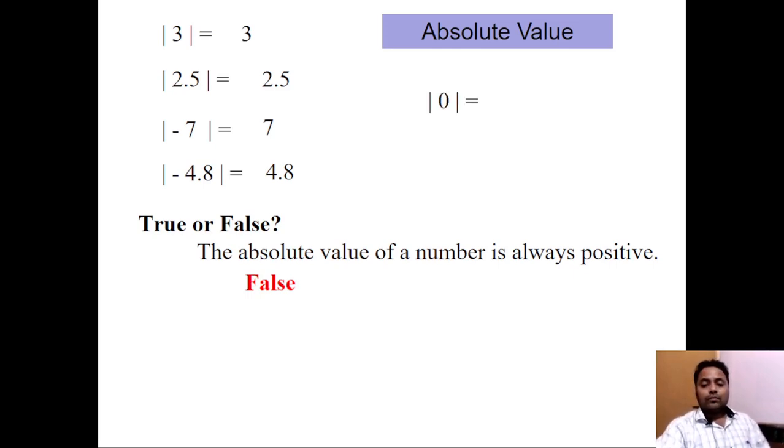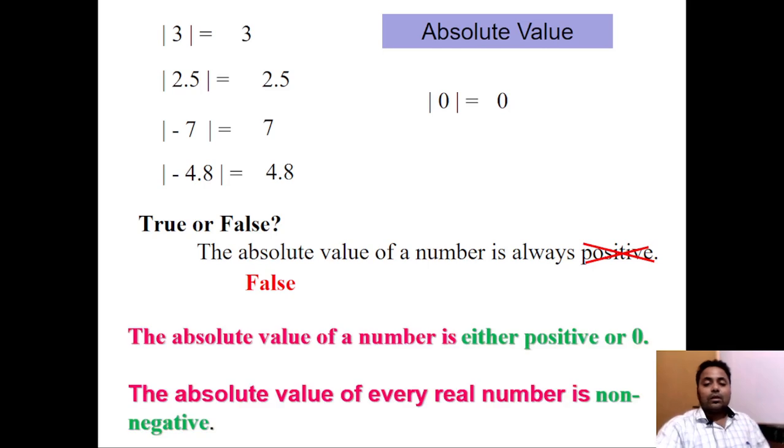or false? We have to think here. The absolute value of a number is always positive. The absolute value of a number is either positive or 0. Yeah, exactly, because when we are using the number 0, it means the distance from the point 0 is 0. So the absolute value of a number is always positive and may be equal to 0. So this is a false statement. The true statement is the absolute value of a number is either positive or 0.